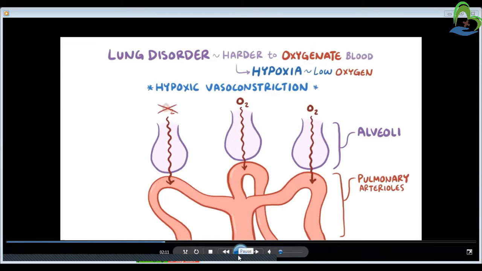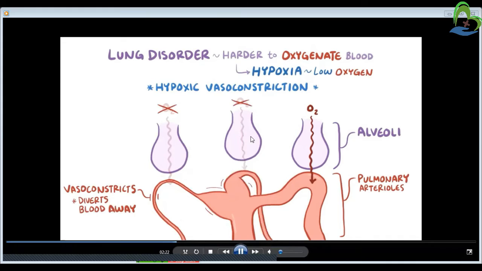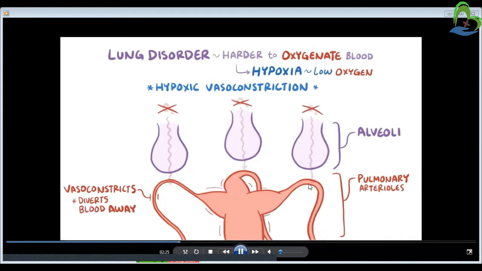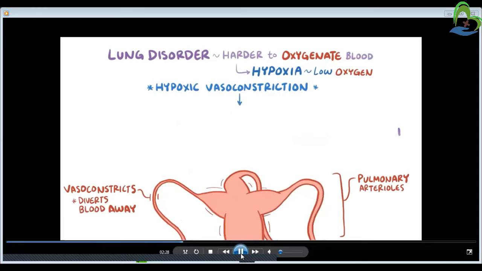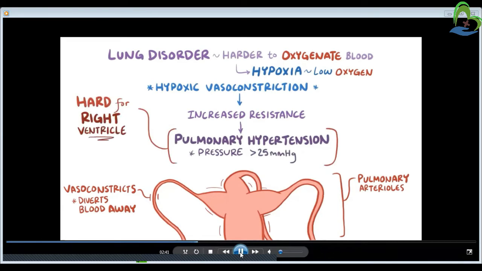If one of the alveoli is affected, it is okay, but it will lead to vasoconstriction of that one part, which will divert the blood away. One vasoconstriction is okay, but when oxygenation is diminished in all the pulmonary arteries, there will be a total increase in resistance, as it diverts the blood away, and it will lead to pulmonary hypertension. As the pulmonary hypertension increases, the pressure will be 25 mm of Hg. So it will be hard for the right ventricle to eject enough blood.